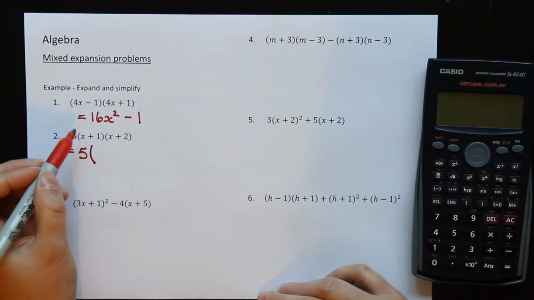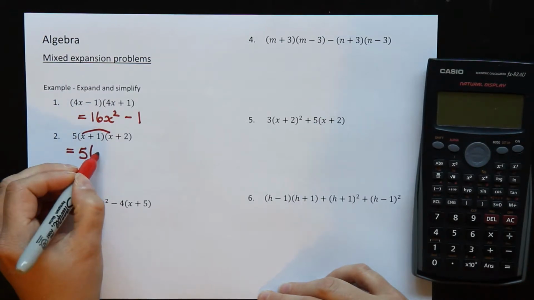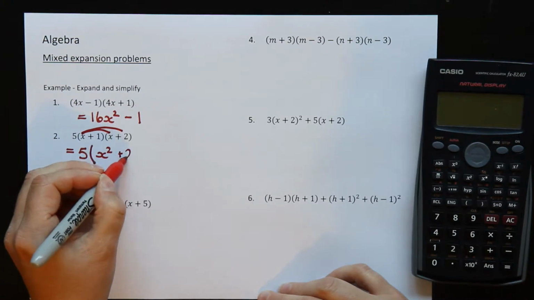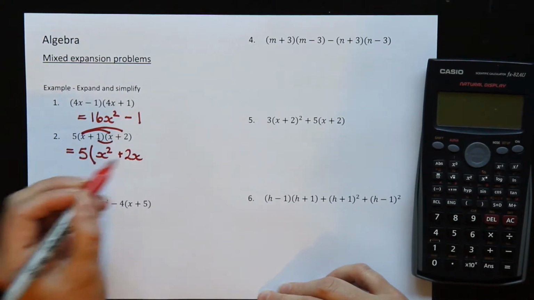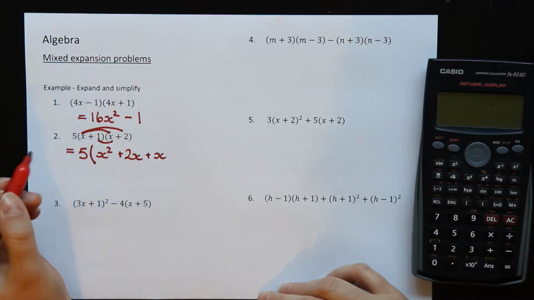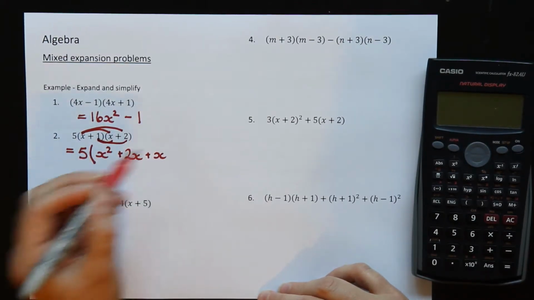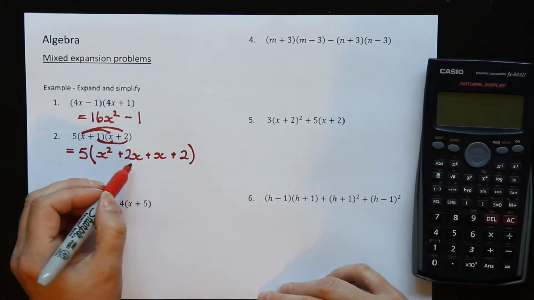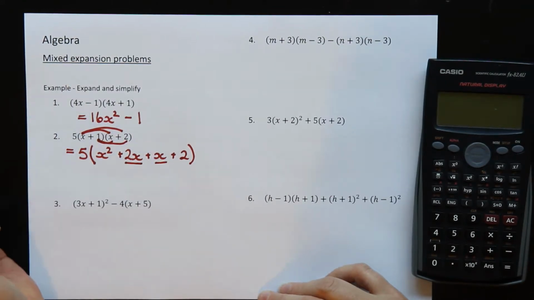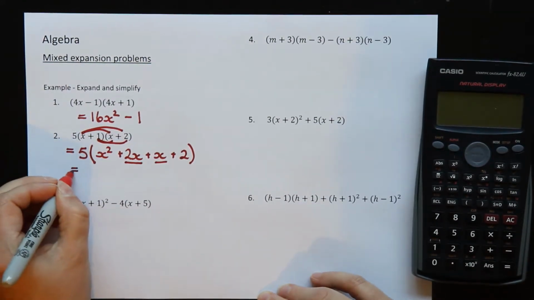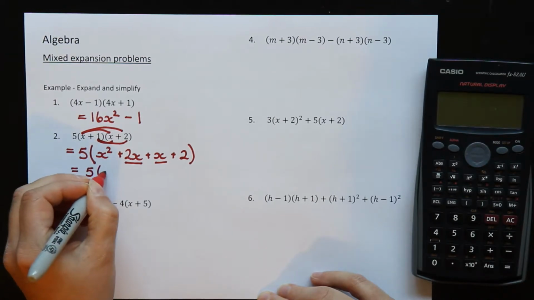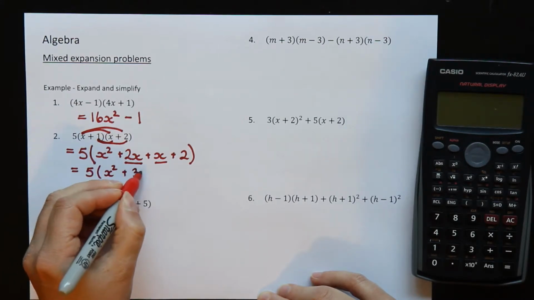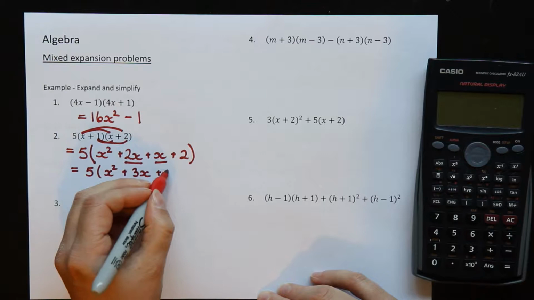So to do FOIL, F stands for first, x times x is x squared. Outside is x times 2, which is 2x. Inside is 1 times x is 1x, or just x. And last, 1 times 2 is 2. Okay. Then we would like to collect up these middle two terms. So let's just write that again. 5 out the front, the x squared, and I'm going to add those together. 2x plus x is 3x, and plus 2.